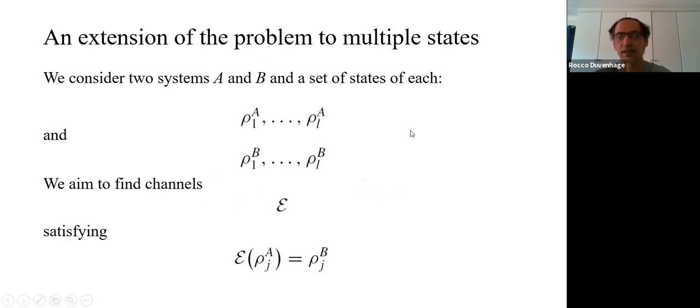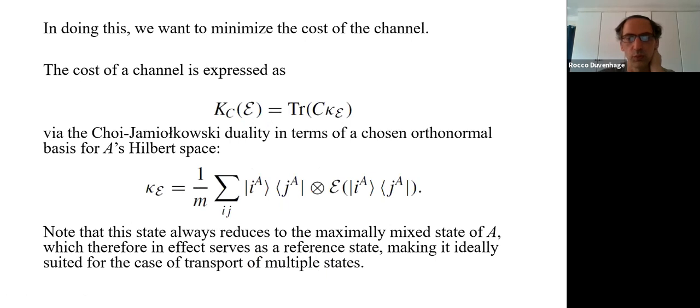In the classical case where you have one initial state, if you look carefully at what they do, they actually work with that initial state as a sort of reference state. So choosing the Choi-Jamiołkowski duality does deviate slightly from the classical case in the sense that it in effect introduces the maximally mixed state of A as a reference state.